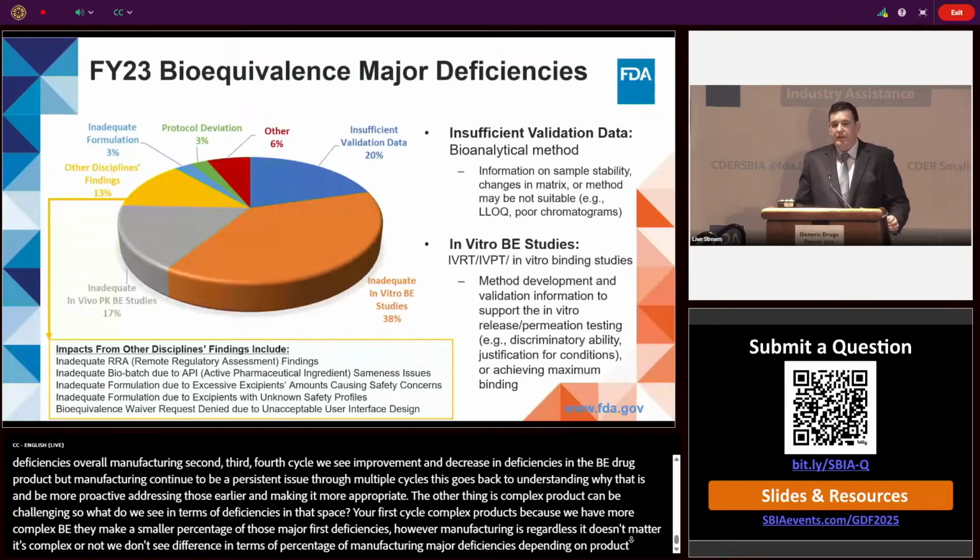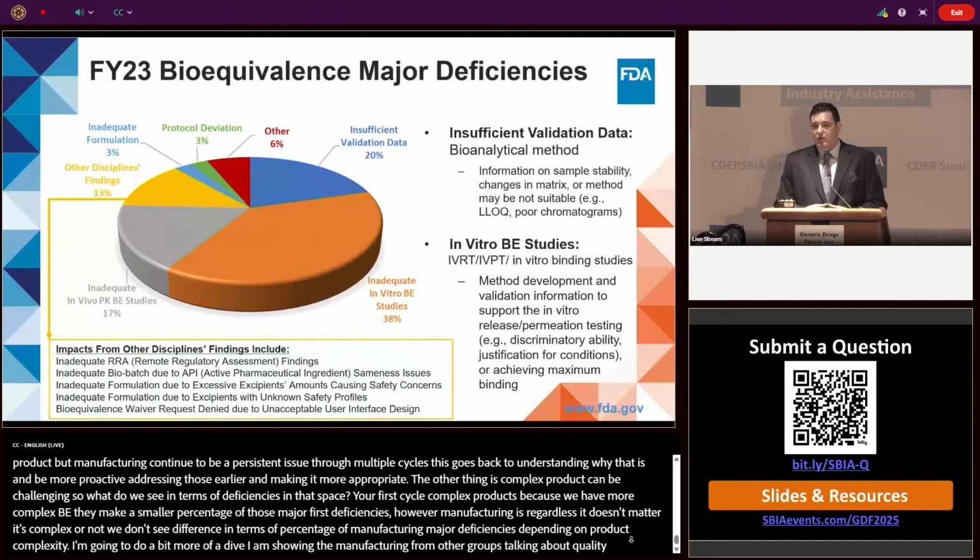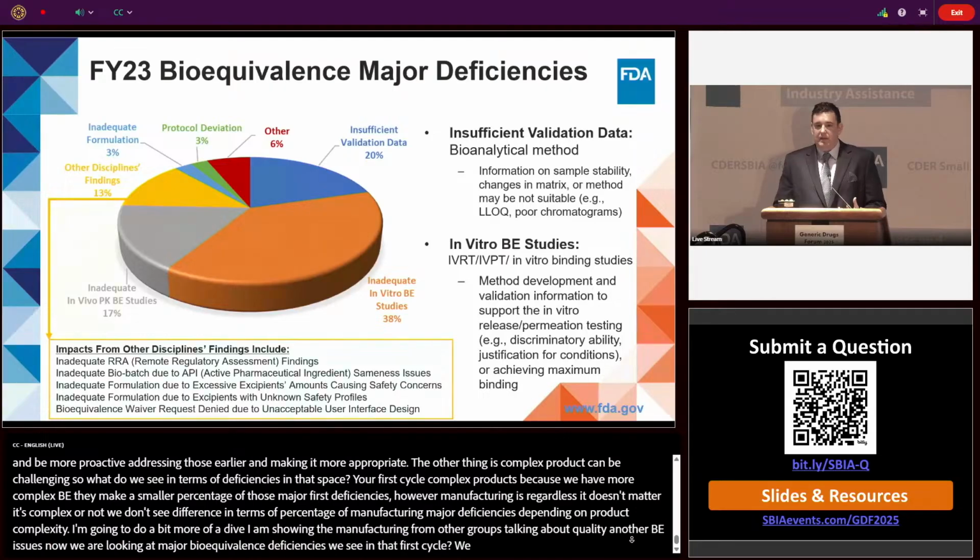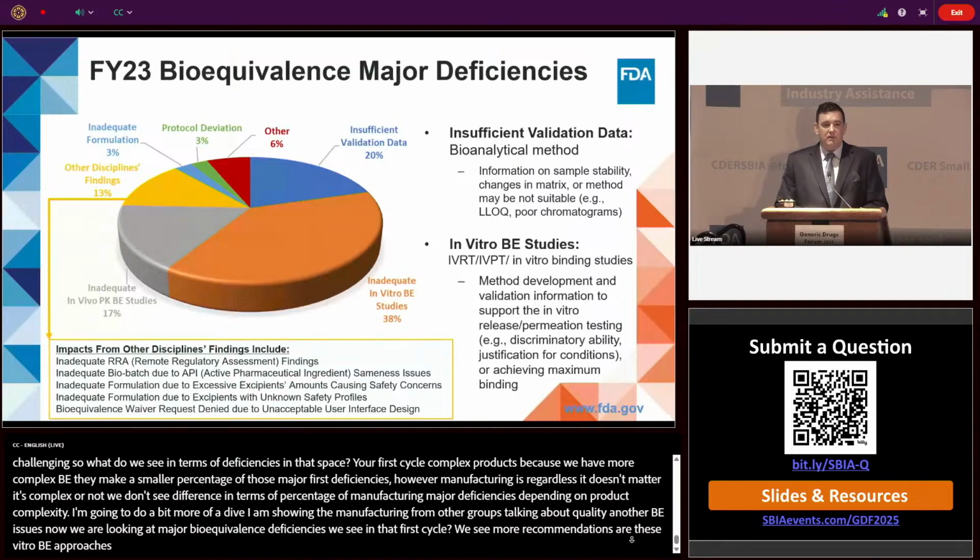So now I'm going to do a bit more of a dive, because I've shown you the overall manufacturing. You'll hear from other groups talking about some of the quality issues and even other BE issues, but now what we're looking at is specifically the major bioequivalence deficiencies that we see in that first cycle. And as you know, we're seeing a lot more recommendations for these in vitro BE approaches. These are new characterization approaches. And so in that area, there's still potentially a lot of unclarity, or areas where we can provide a bit more information.